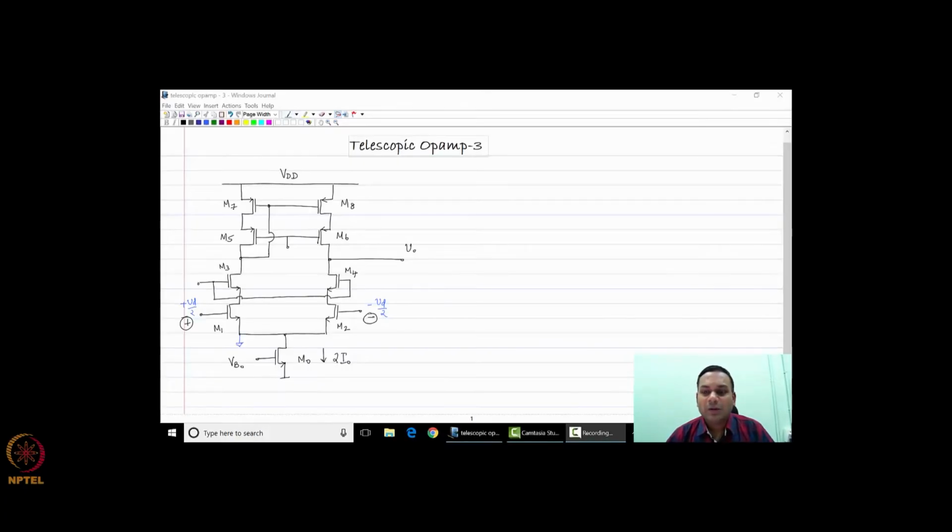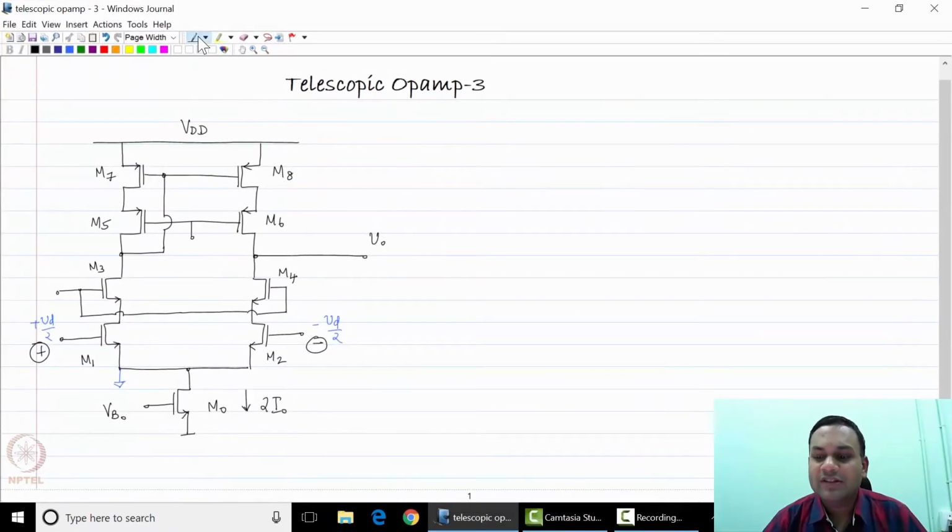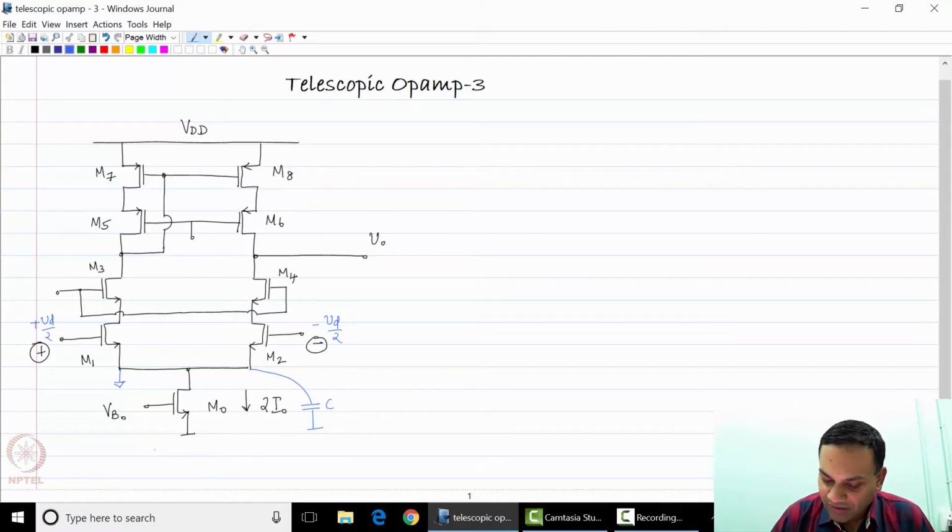In this lecture, we are going to look at the frequency response of this telescopic op-amp. So let us now start naming the nodes. As you can see, the telescopic op-amp has a much larger number of nodes compared to the two-stage op-amp. So let us first point out that any capacitance at the common source node will not affect the differential mode performance because it happens to be at a common mode node.